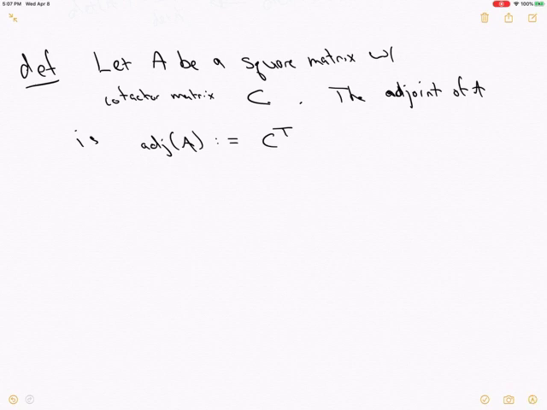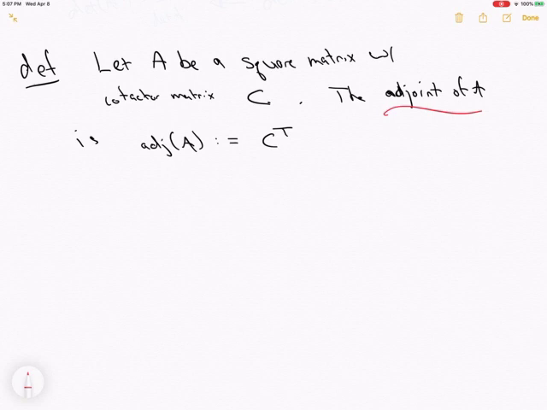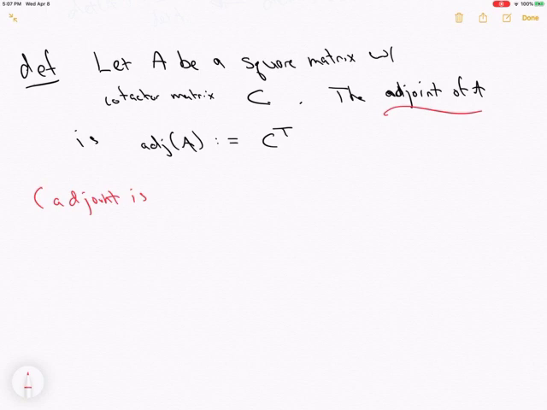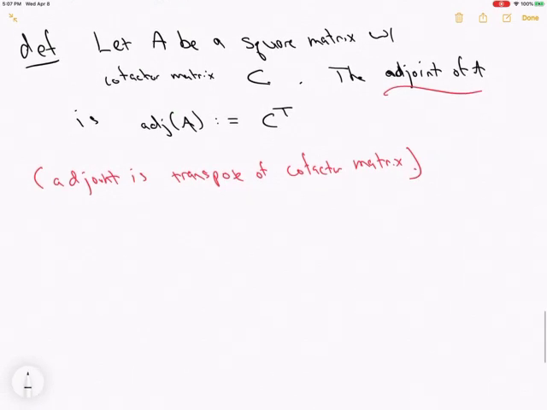So the adjoint matrix is the transpose of the cofactor matrix. So adjoint, I can't write a D for some reason. The adjoint is the transpose, just in words, of the cofactor matrix. And there's a very important result which uses this definition. But before we get to that, let's do an example.